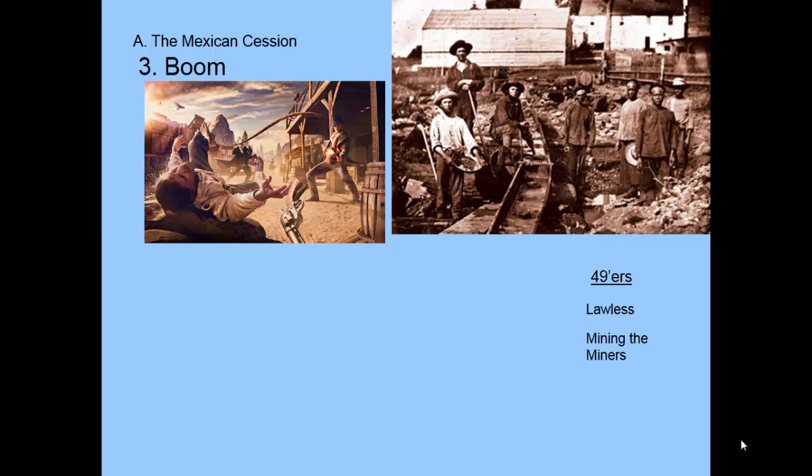So how many of these prospectors actually made it rich? Well, less than 1%. Most of these prospectors, they will find a little bit of gold, but they won't find enough to make themselves rich. The people who do make it rich, though, are going to be people who, quote-unquote, mine the miners. These are going to be people who sell supplies to the miners, who sell mining equipment, hats, clothing, whiskey, prostitution, all of these things, they're going to make it rich.